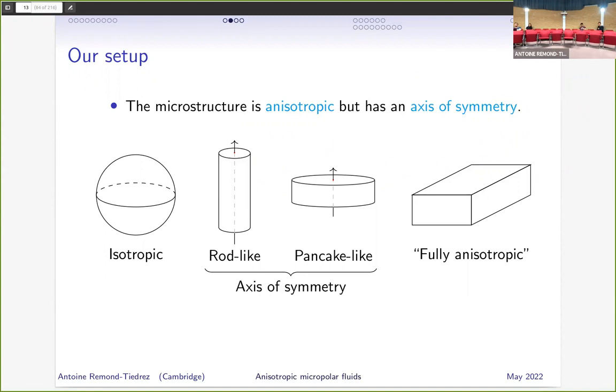Are there any results for the microstretch? That's a good question. I don't know is the answer. You get even more equations in the microstretch case. It gets much messier because now you have linear elasticity in there. So yeah, that's a good question. I'm not sure exactly about the mathematical literature.